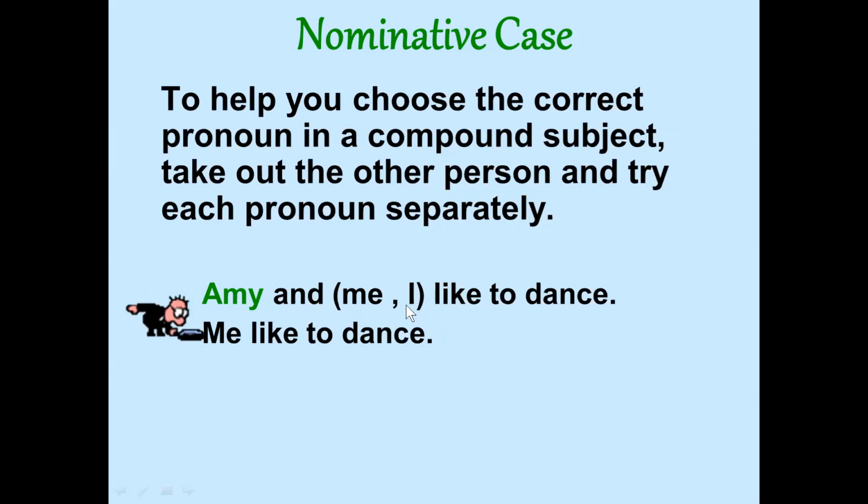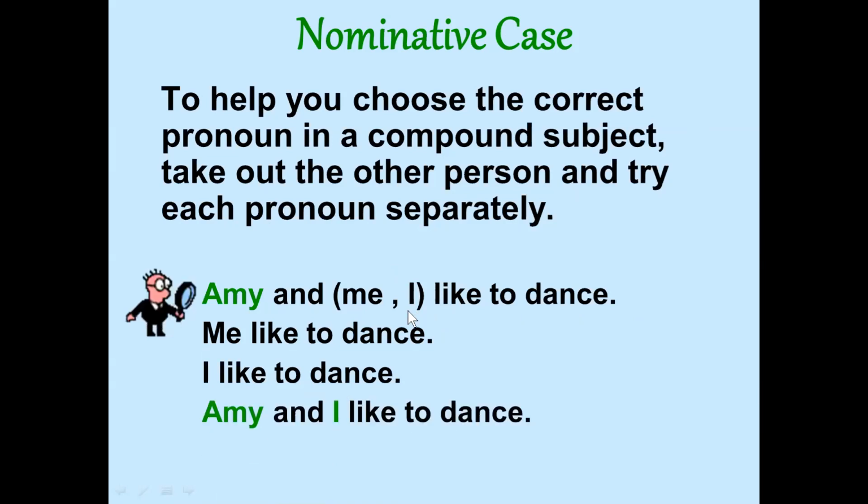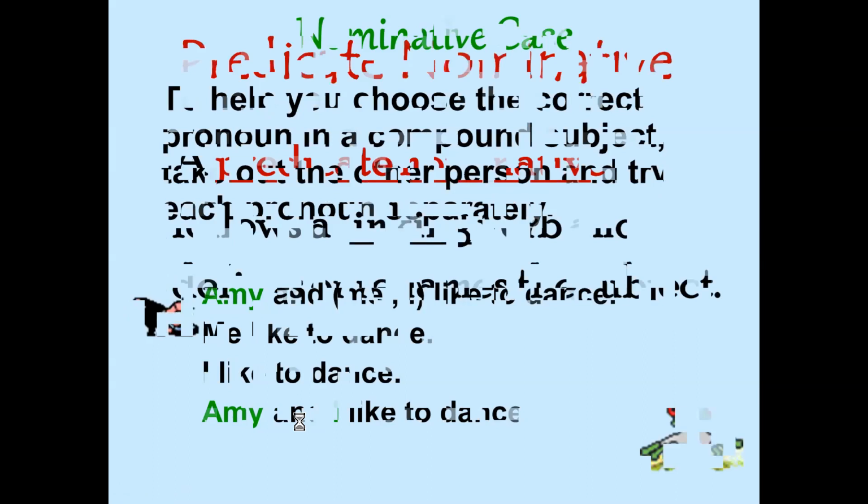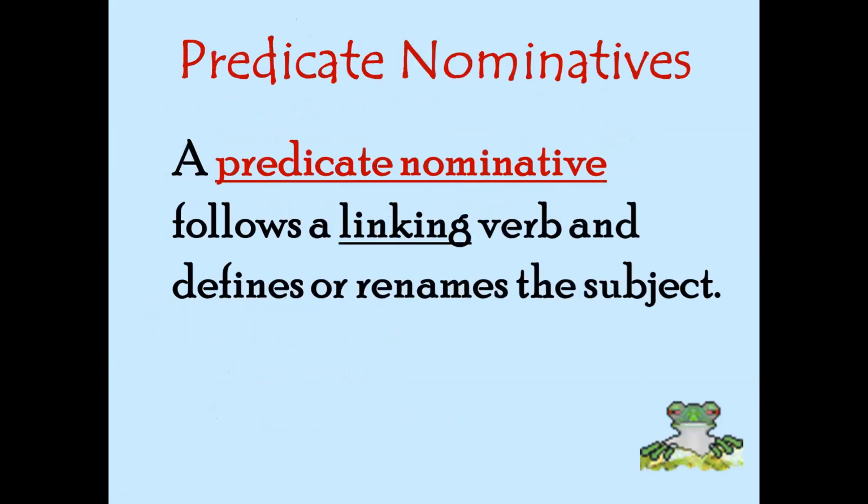So, me like to dance, grammatically it's incorrect. I like to dance, yes, I like to dance. So, which choice am I using here? I'll use I. Amy and I like to dance. It's a way to make it easier for you while choosing. Try it with only the pronoun. Cross out the other person.